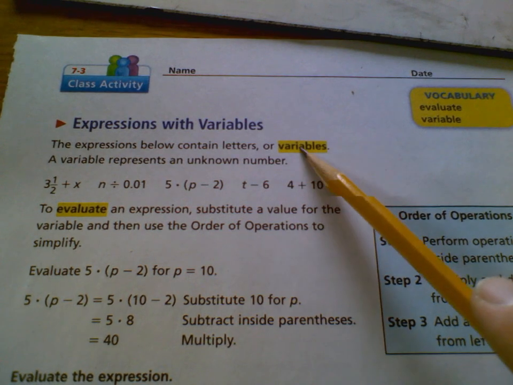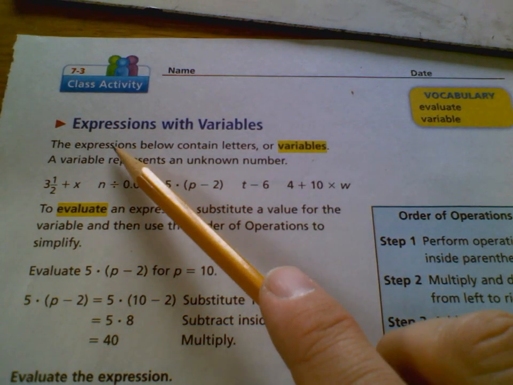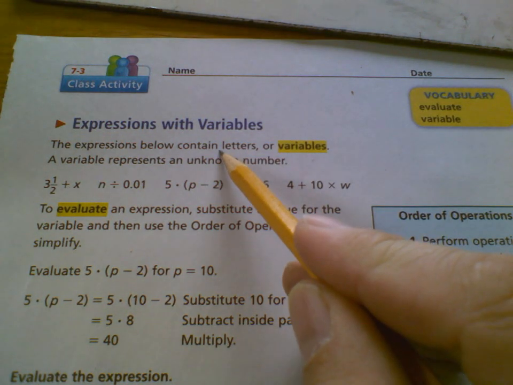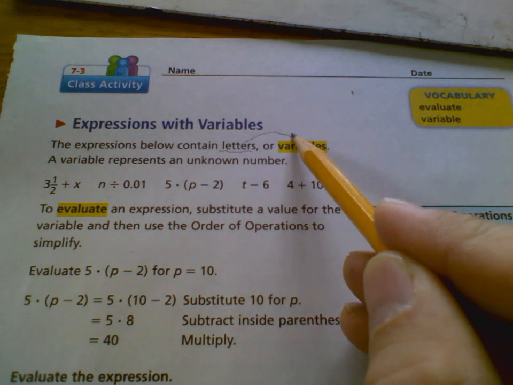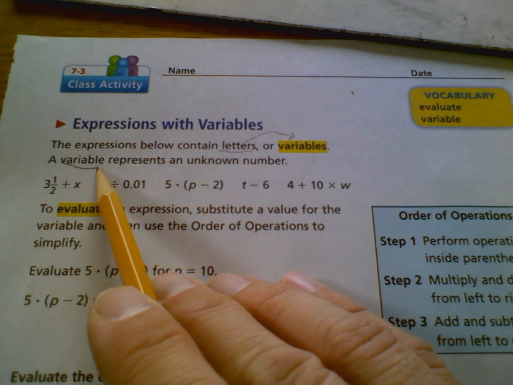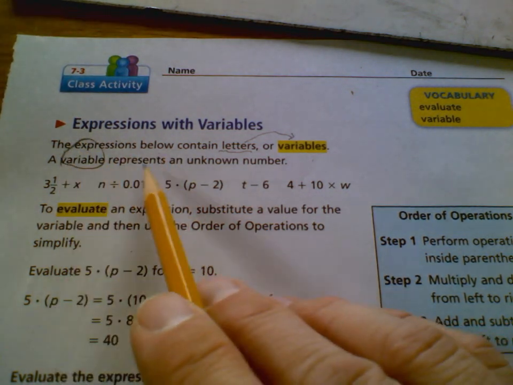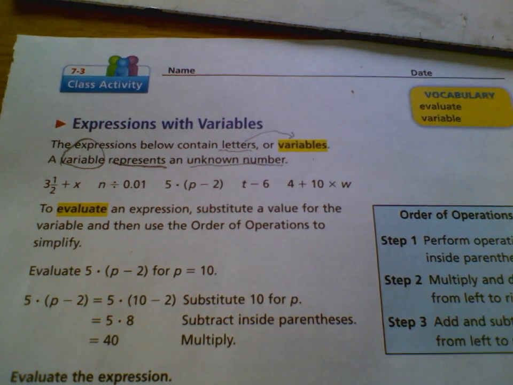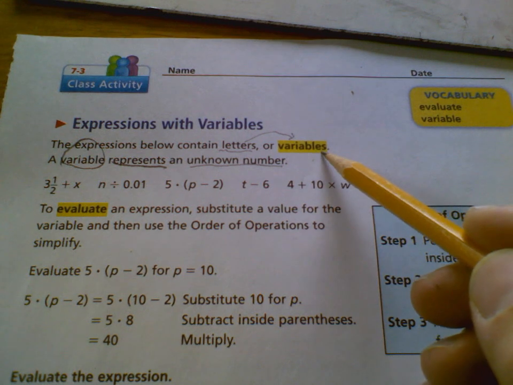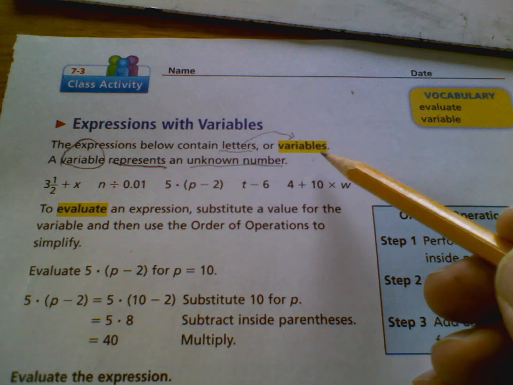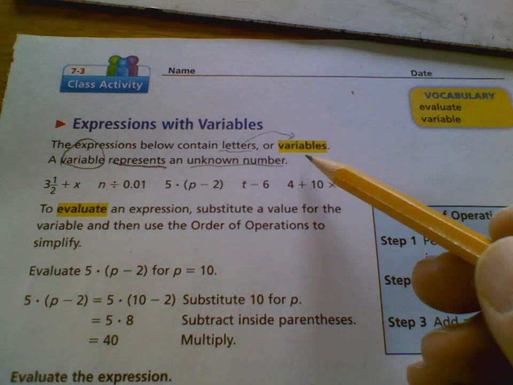Let's get our first definition right here, variables. Let's read this, okay? The expressions below contain letters, so mainly letters, or variables. A variable, okay, circle that. A variable represents an unknown number. So if you put a variable in there, you're like, what does that variable mean? And if you were to ask me, I'd say, I don't know. You have to evaluate it. You have to figure it out. Or sometimes you're given a variable.